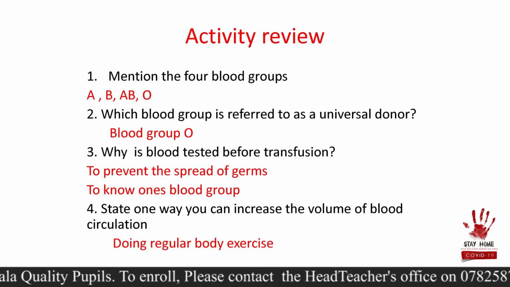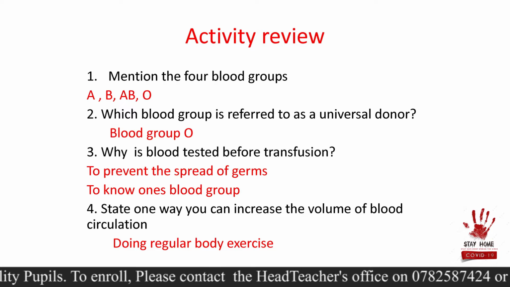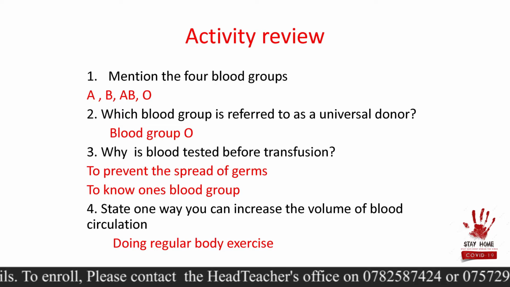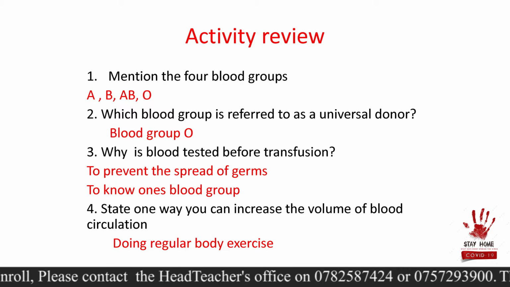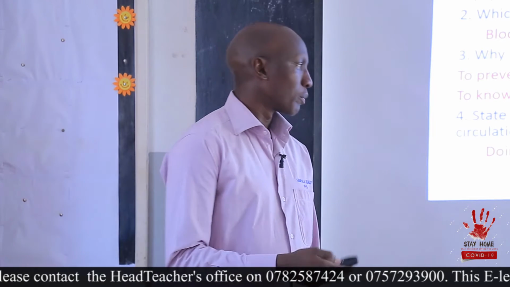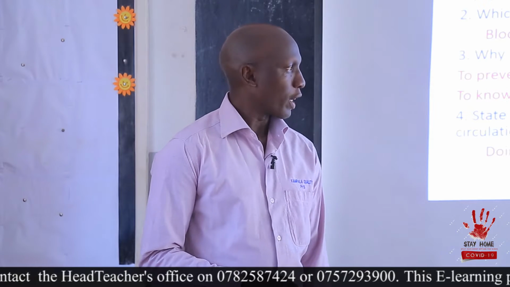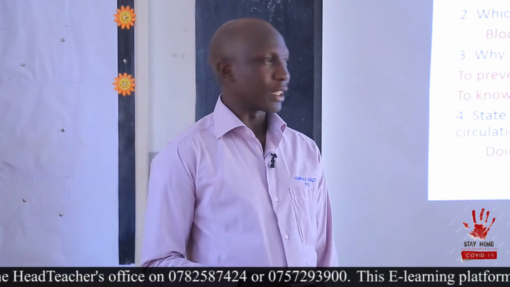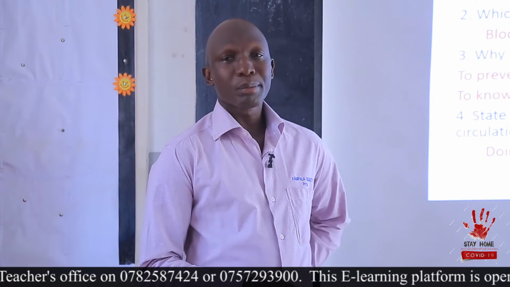And the last question was, state one way you can increase the volume of blood in circulation. If you want more blood in circulation, what should you do? Of course, we looked at so many ways of increasing blood in our body. I've only given one answer here. One was doing regular physical exercise. We also talked about taking enough fluids. We talked about eating a balanced diet, taking iron tablets and all that. So if you got all the 4 questions, bravo, that's wonderful. That's excellent. So today we are going to look at something I've already said is interesting.